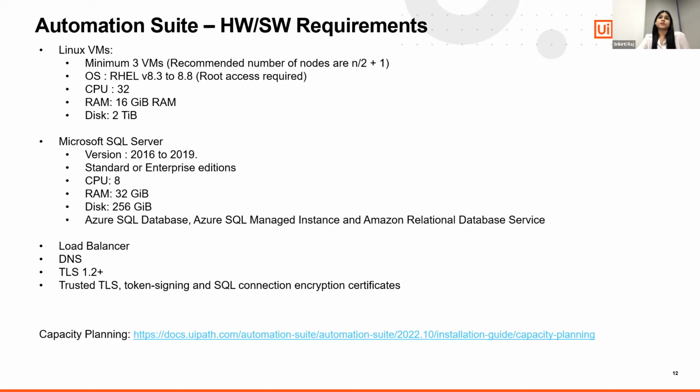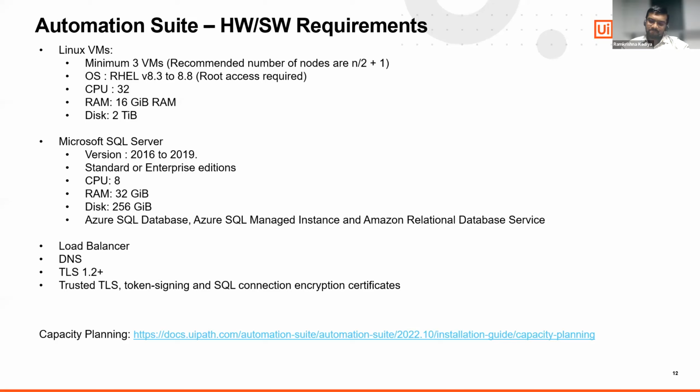Our operating system will be RHEL 8.3 to 8.8, with root access required. CPU will be 32 as the minimum configuration. If it exceeds, depending upon the business use cases, if you're working on several services, definitely you can increase, but this will be the minimum requirement that we'll keep. RAM will be 16 GB and disk will be 2 terabytes. I think Ram will also be covering these configurations while taking the slides of installation, for all disk spaces and disk partitioning. So he'll be talking more about these configurations at the time of walking through the steps.